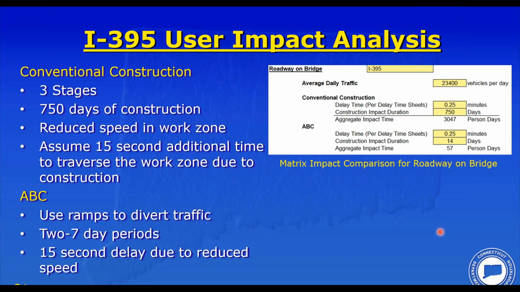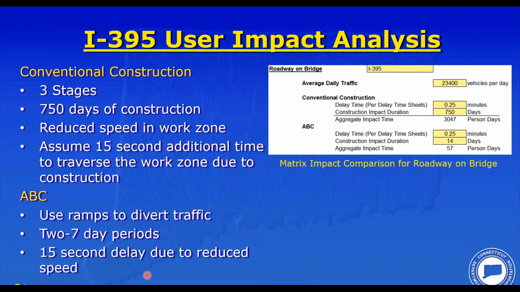I-395, looking at conventional construction with 3 stages, we estimated 750 days of construction. We're assuming a reduced speed in the work zone, so there's going to be some delay. So we're assuming 15-second additional travel time through the work zone due to vehicles slowing down. So we're adding in 0.25 minutes, 750 days. Again, this is multiple stages of construction, which is why it's 750 days.